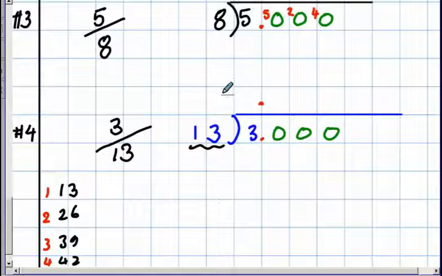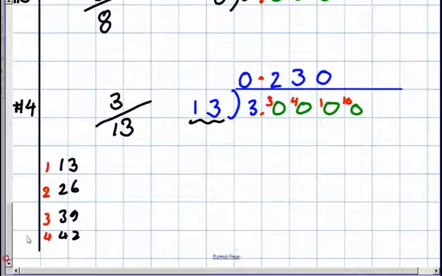Right, 13's into 3 goes 0. Remainder 3. Now, 13's into 30. Let's have a look. It goes 2 times. 2 13's are 26. So there's a remainder of 4. Now, 13's into 40. Almost goes exactly. It goes 3 times. Remainder 1. 13 into 10. Won't go. Remainder 10. So I'm going to need a few more of those zeros.